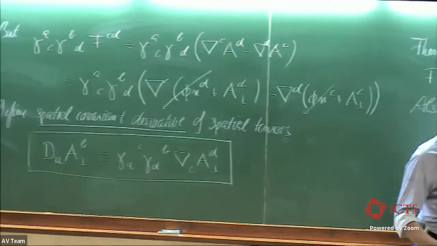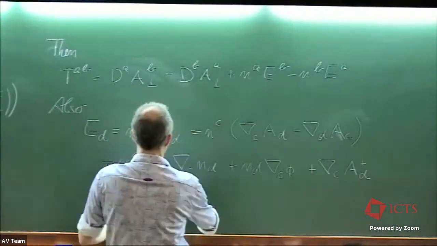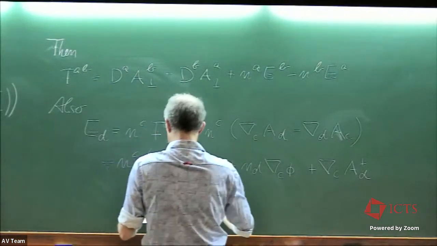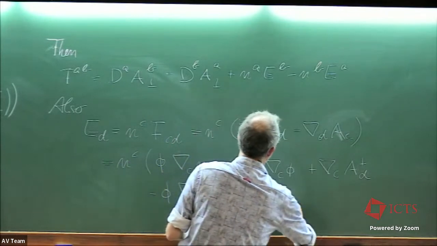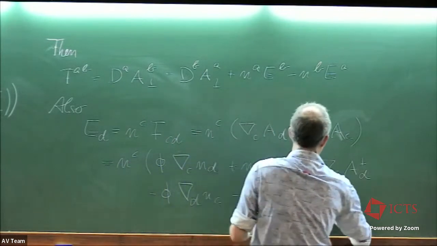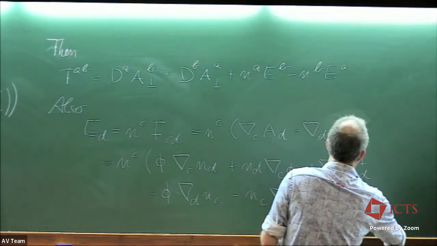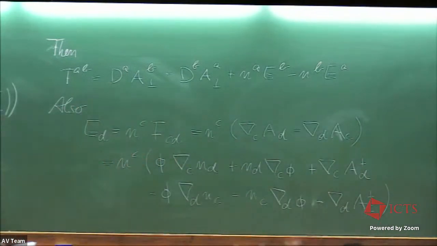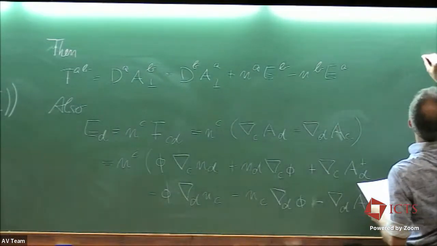Then basically I need to copy the same terms again, just with C and D interchanged, and a negative sign, so that gives me a minus phi nabla D and C minus NC nabla D phi plus a minus nabla D AC. Okay, sounds good? All right, now let me work on these terms a little bit. Okay, what do we get from that?